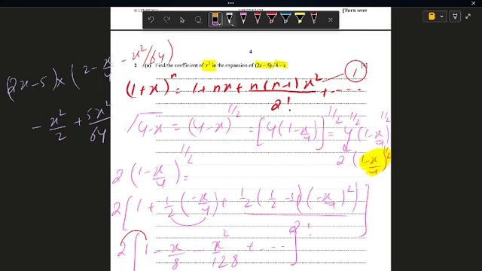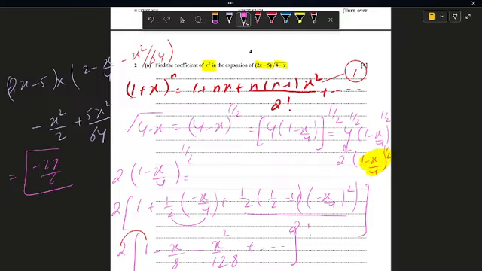Now the question arises, why? Because you have to find the coefficient of x square, not for x. So you will ignore every term other than x square. These are the terms that I am getting: minus x square by 2 plus 5x square by 64. Once I solve it by taking the LCM, I am getting minus 27 by 64. So that will be the answer. The coefficient of x square is minus 27 by 64.